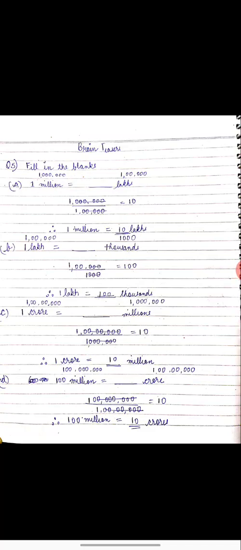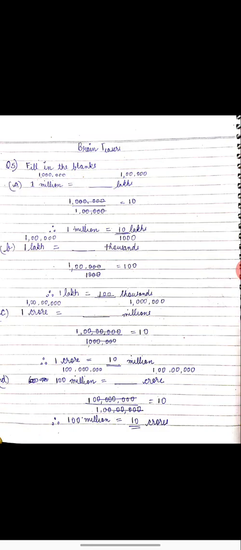Fill in the blanks. In this question, the first part is 1 million is equal to blank lakhs. The question is asking: 1 million is equal to how many lakhs, or you can say, to make 1 million how many lakhs do we need. So first of all, write down, look on the left side, I have written 1 million. That's how we write 1 million with 6 zeros. And on the right hand side, I have written 1 lakh. And you know that's how we write 1 lakh with 5 zeros.